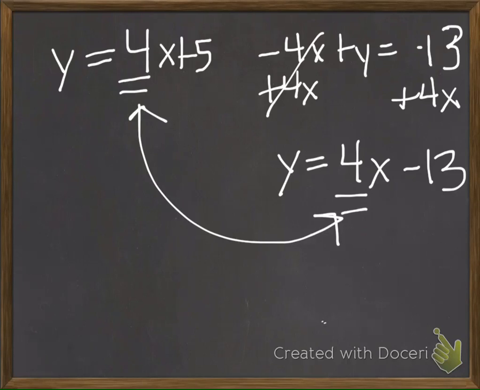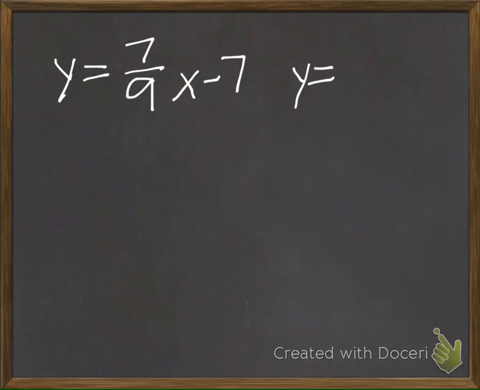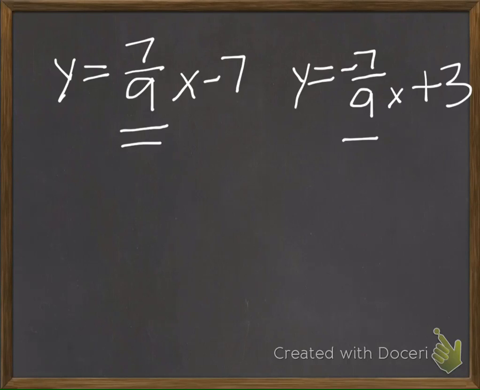Okay? And then also, let's look at one where the lines are not parallel, so you'll have that to work on as well. Number 8, y equals 7/9 x minus 7, and then y equals negative 7/9 x plus 3. When you look at these equations in slope-intercept form, the first one has a slope of 7/9. The second one has a slope of negative 7/9.